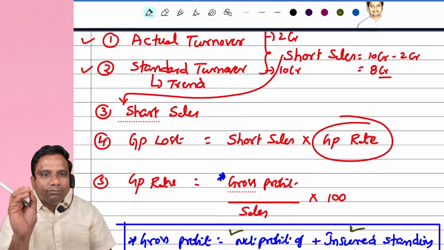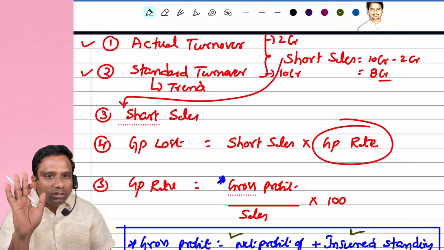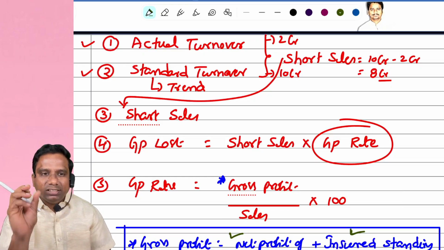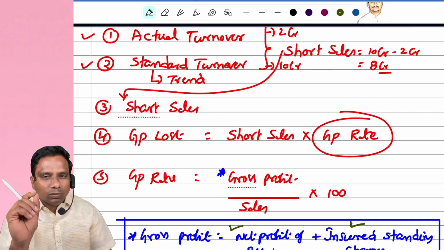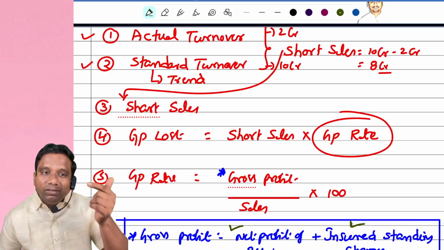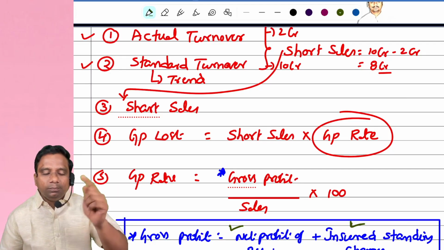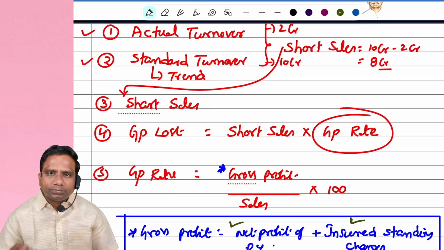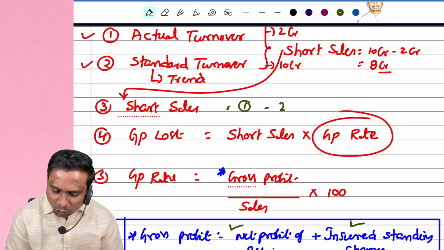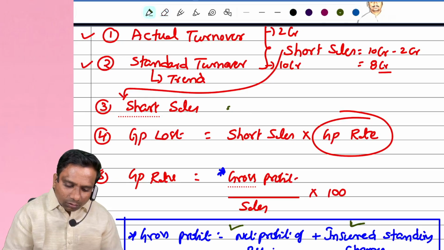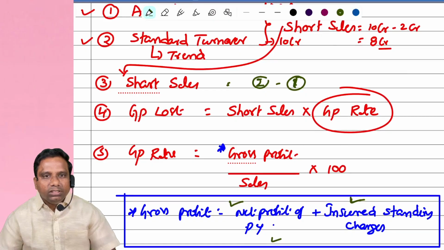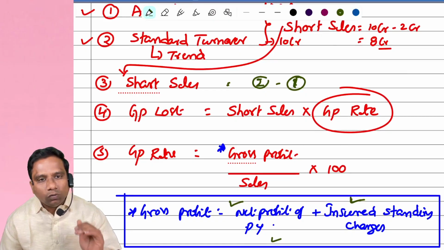Look at what is the first thing you need to identify: actual turnover. Actual turnover is the turnover made during the period of business disruption. Next one, standard turnover. Standard turnover is the turnover we made in the previous year, in the period corresponding to the year of fire. The difference between 1 and 2 is our short sales, or the turnover lost.